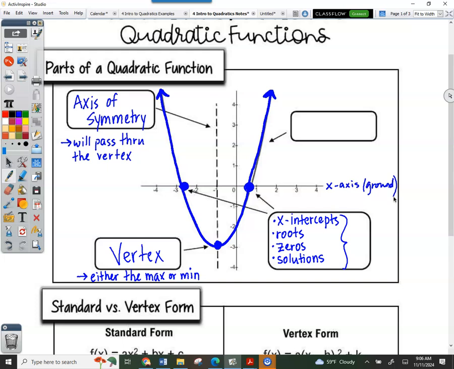Now, those are the most important characteristics. There's more to come, but that's the most important. The entire graph itself is called a parabola. The whole curve is called a parabola. So if I say we're graphing parabolas, it means we're graphing quadratic functions, and they're going to be a curve, okay?